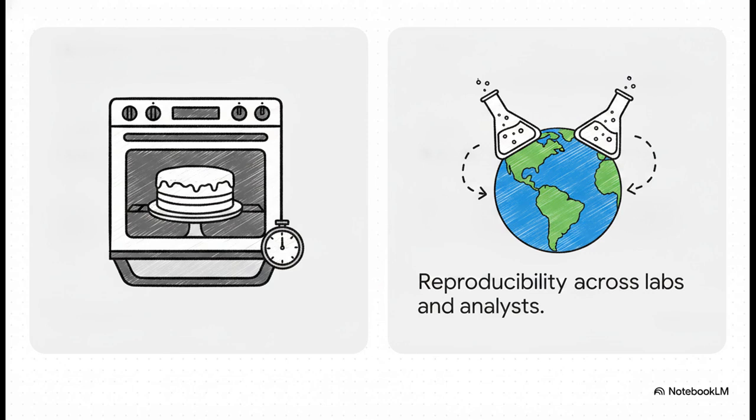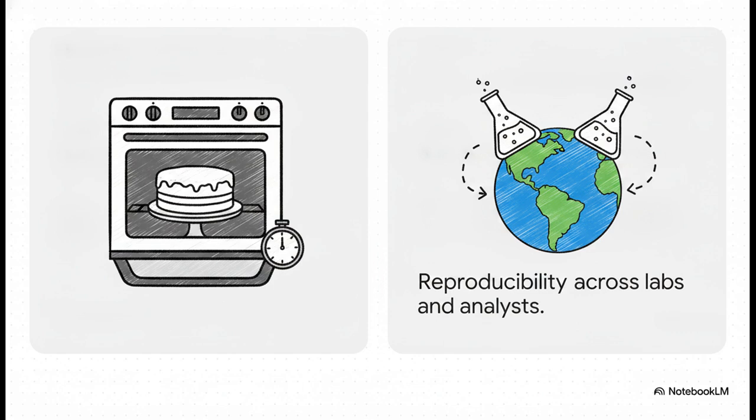Robustness, which is defined by the ICH, is the capacity to remain unaffected by small, deliberate parameter variations. Think of this like slightly tweaking a recipe in your own kitchen. Like maybe you accidentally bake a cake for 11 minutes instead of 10. Does the cake still turn out okay?